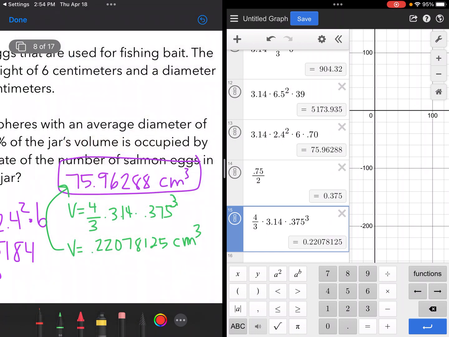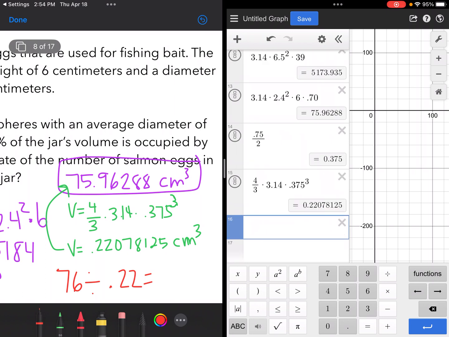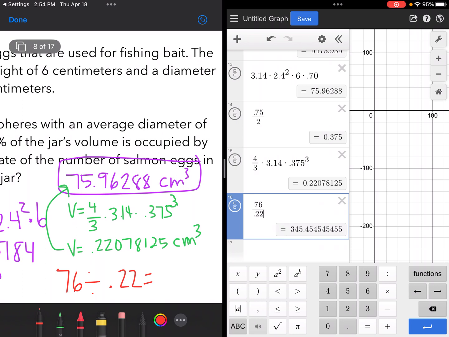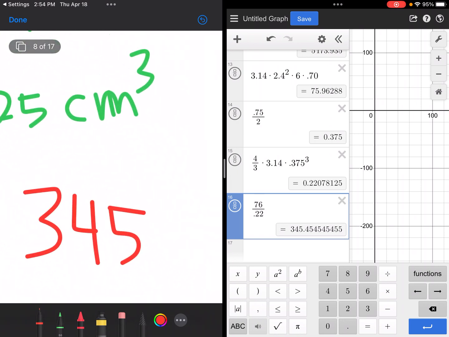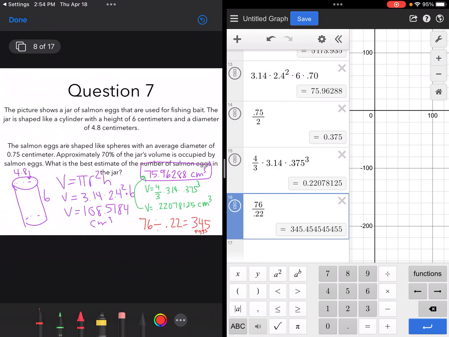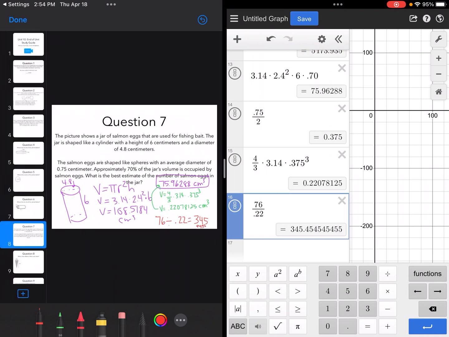So I have 76 divided by 0.22. And I get 345 eggs. That seems like a lot of eggs. All right. Let's try the next one.